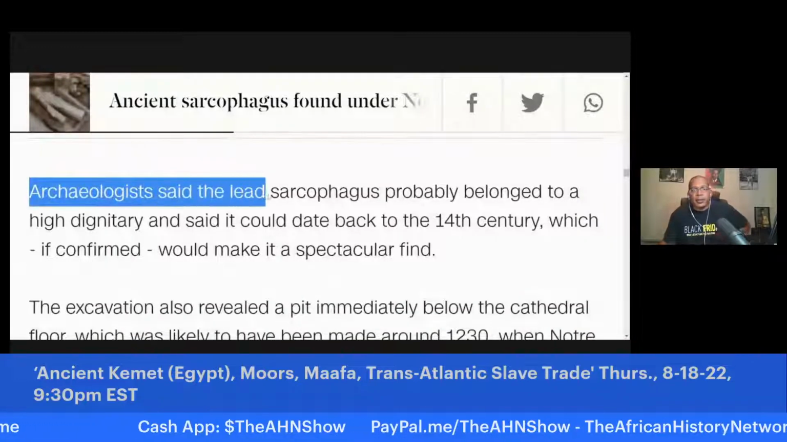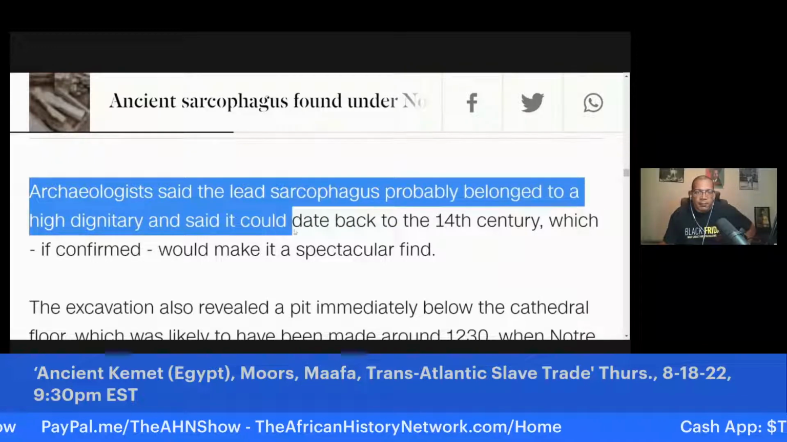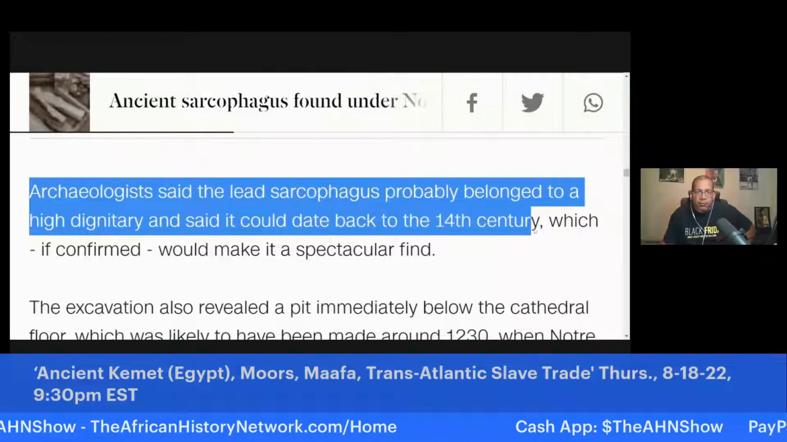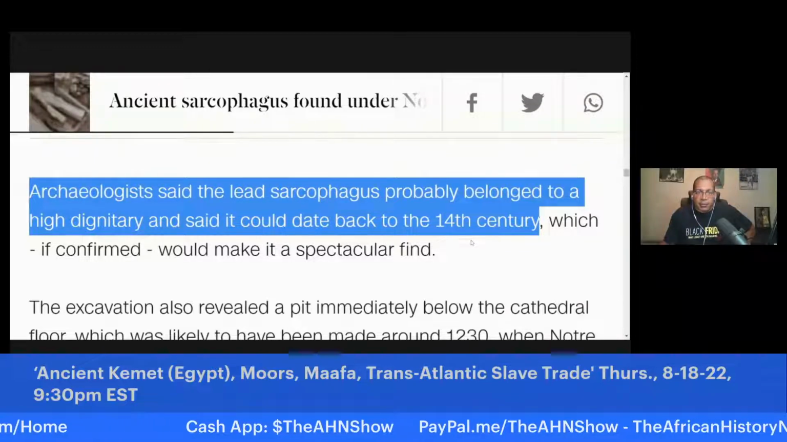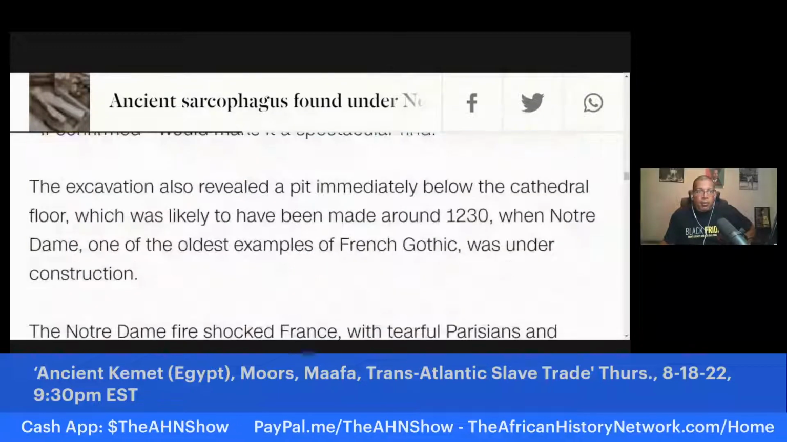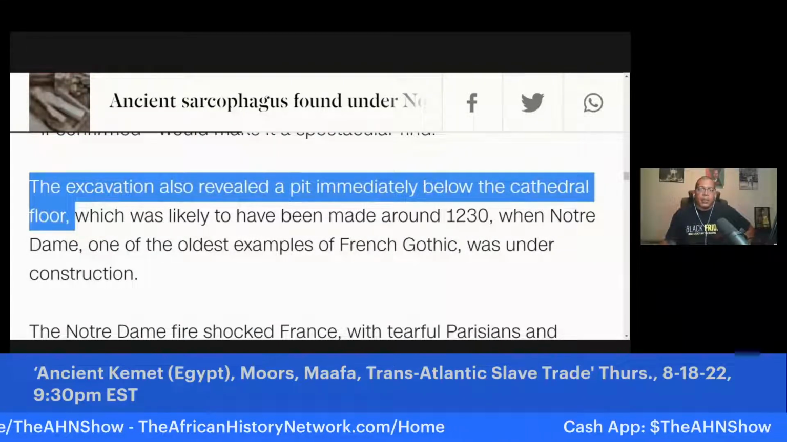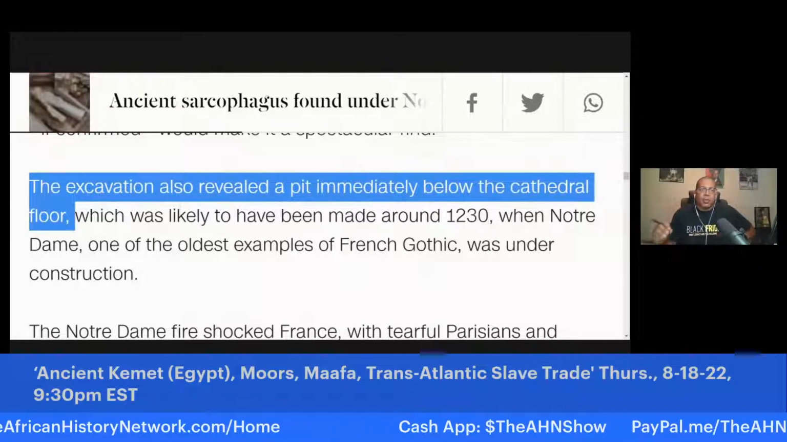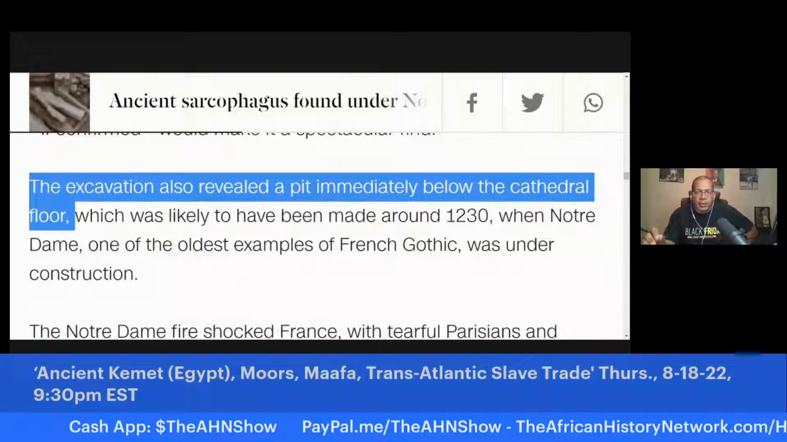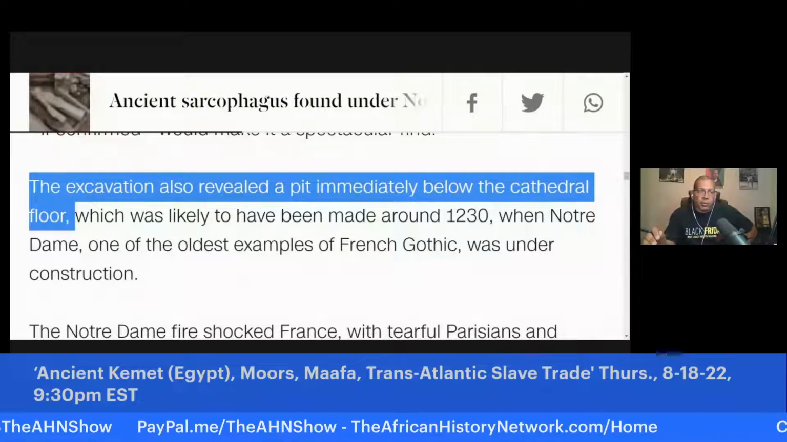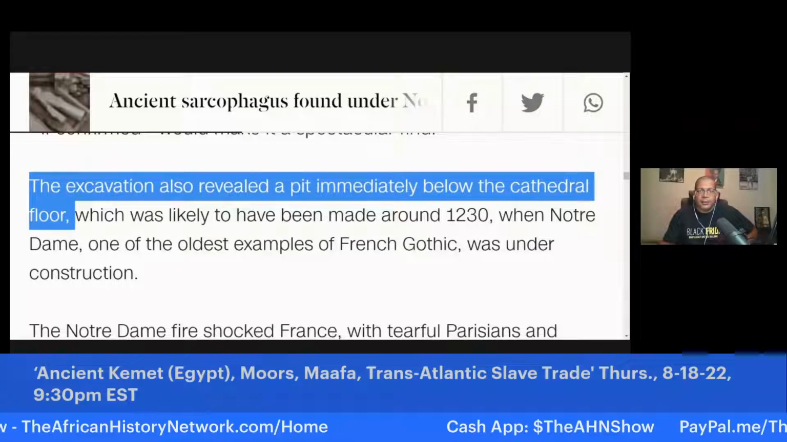Archaeologists say the lead sarcophagus probably belonged to a high dignitary and said it could date back to the 14th century, which it confirmed would make it a spectacular find. Now, the excavation also revealed a pit immediately below the cathedral, which was likely to have been made around 1230 AD when Notre Dame, one of the oldest examples of French Gothic, was under construction.